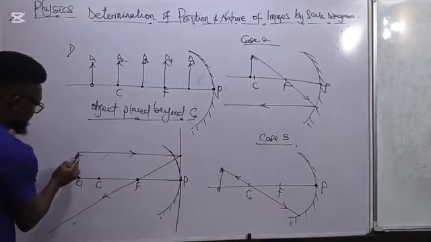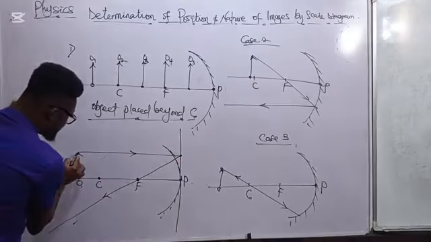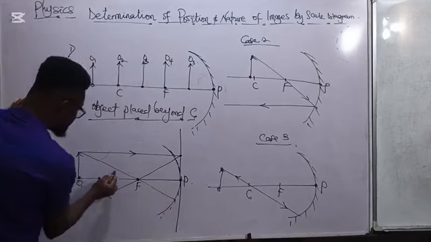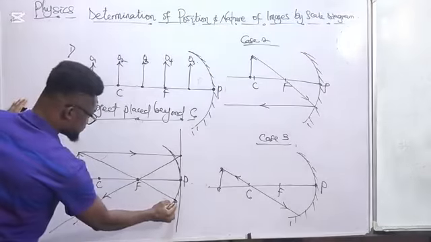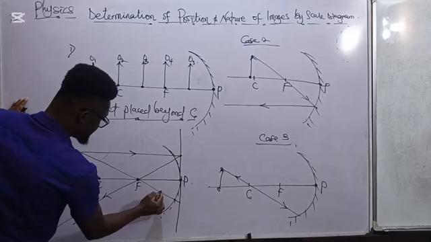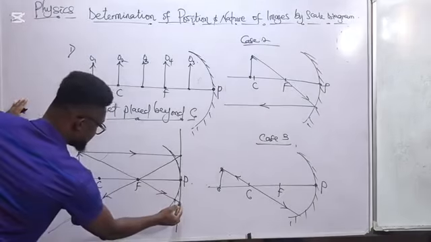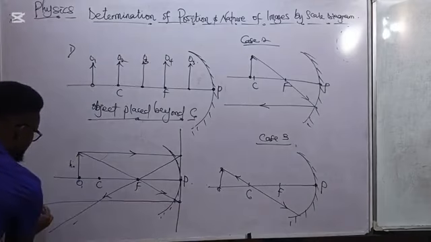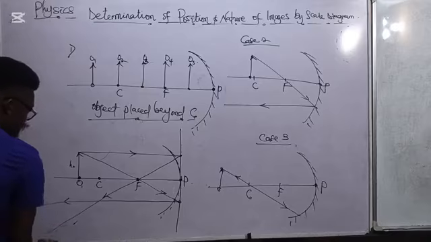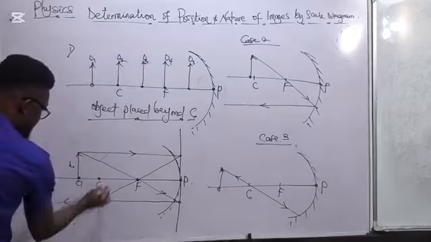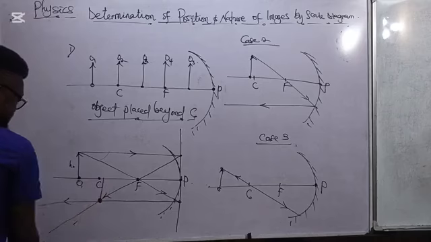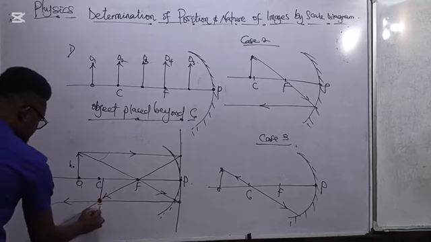Then the second case, when the ray passes through the principal focus. You see, this is the incident ray. The moment it hits this surface, it will reflect backward. I hope you're there. So this is the reflected ray. Now they meet at this interface. Then we trace it back. So here is the image position.